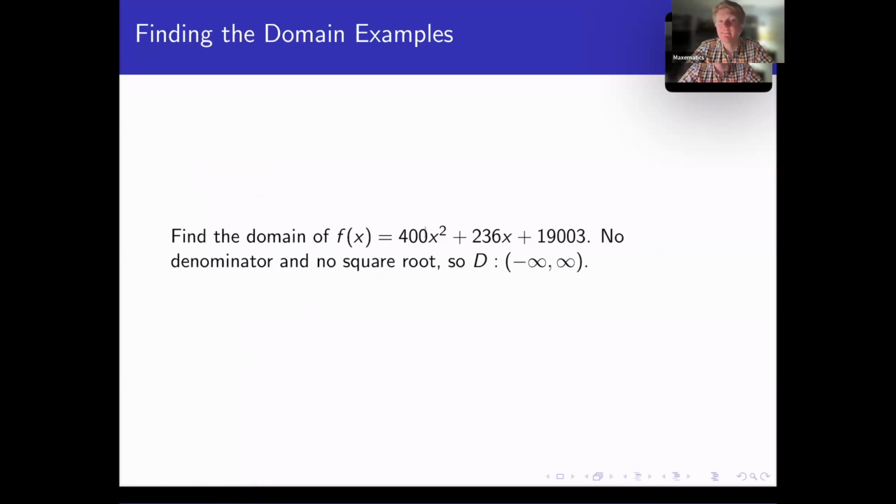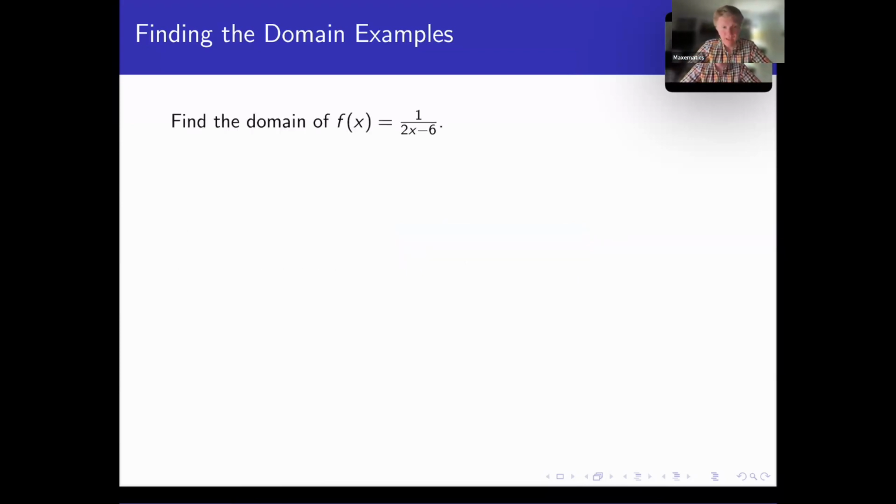What this says is that you can plug in anything you want for x, and you will always get a defined number back. It might not always be a pretty number. It might be very big, or in this case, can anything be negative? I don't even think so. So, it might be very, very big and very, very ugly, but the point is it's defined. And that's the key to domain. Find the domain of 1 over 2x minus 6.